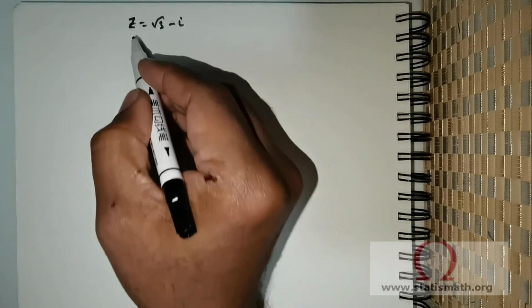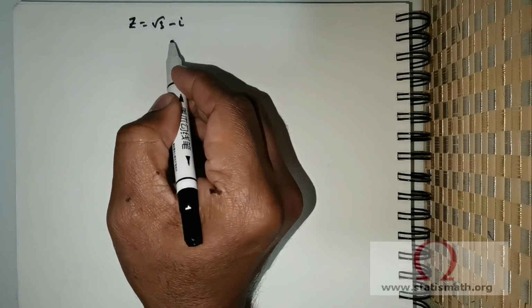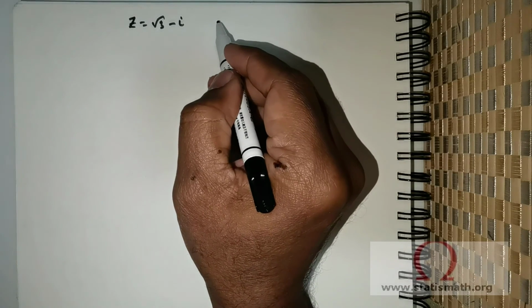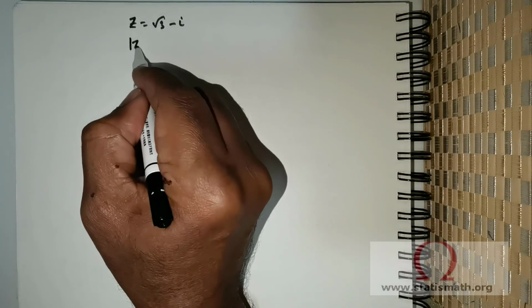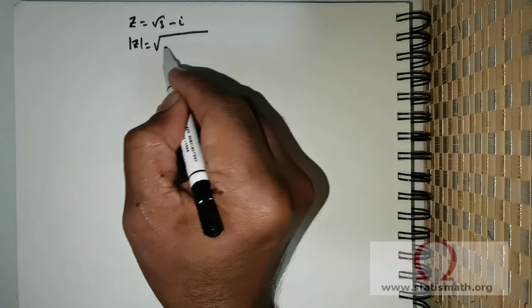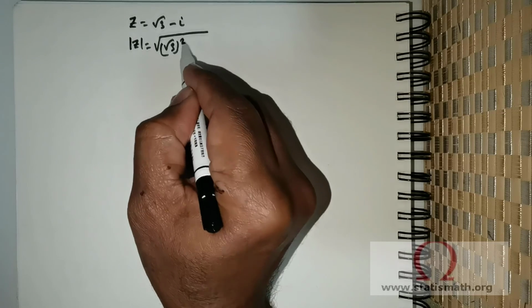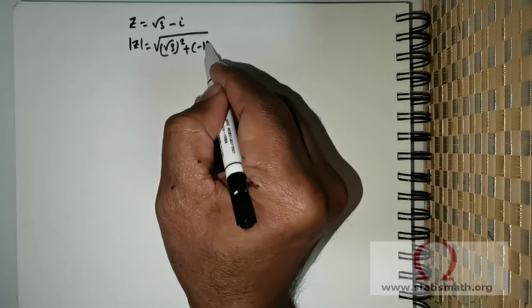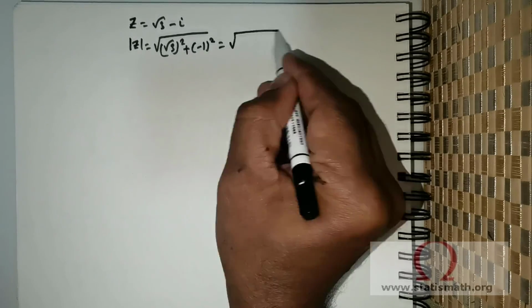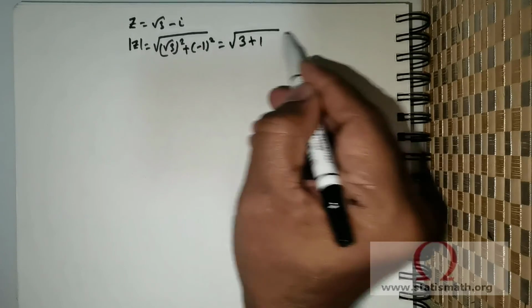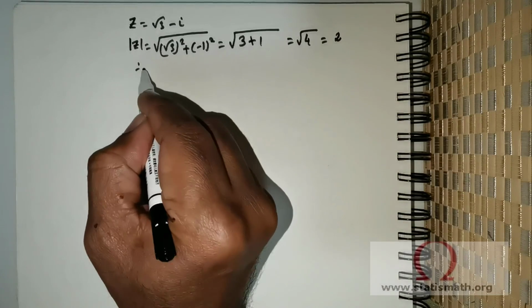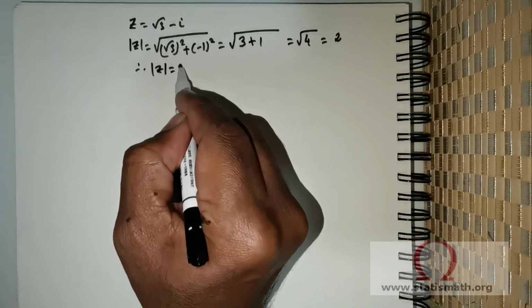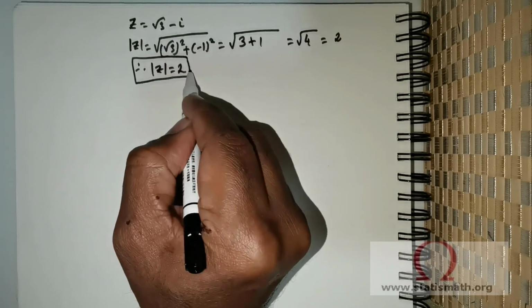Students were given this question, z is equal to √3 - i. We expected to find the modulus and the principal argument. Clearly from here, the modulus is going to be the root of squaring √3 and then adding the square of -1. This is going to be root of 3 plus 1, which is equal to root of 4, which is equal to 2. So the modulus of this complex number is 2 units. I have found that out.